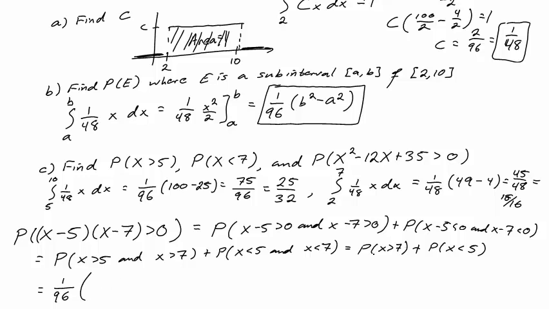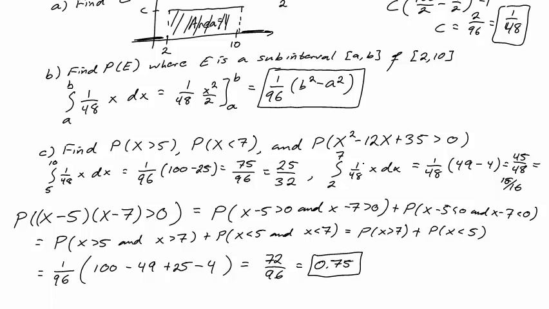So I'm going to go ahead and factor that out of everything. Greater than 7 is going to give us 10 squared, so 100 minus 7 squared, which is 49, plus x less than 5, we're going to have 5 squared, which is 25, minus 2 squared, which is 4, and go through and simplify that. And we end up with 72 over 96, which is 0.75. So there's a 75% chance that the third one occurs.